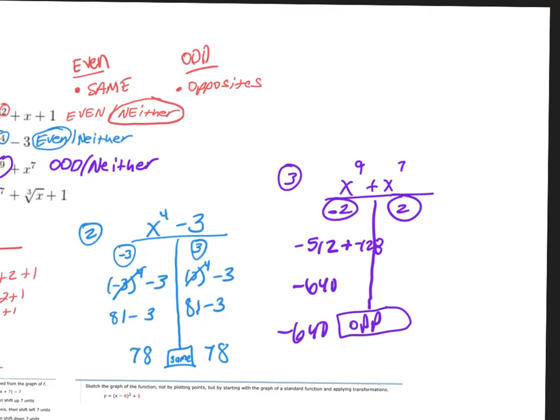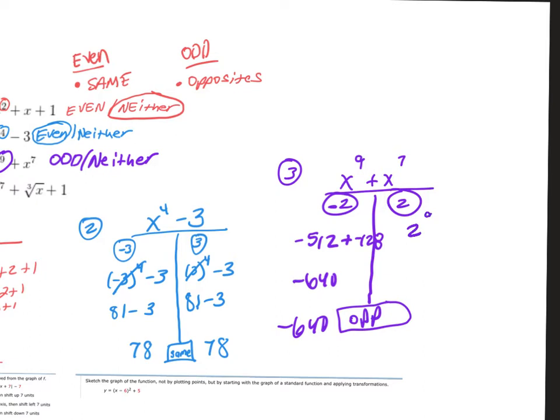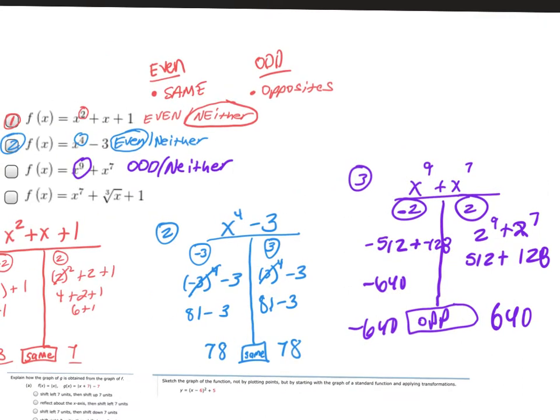So now over here, I'm going to do the same thing, but I'm going to use +2. So 2 to the 9th plus 2 to the 7th. Well, 2 to the 9th we just said was 512, plus 2 to the 7th was 128. When I add those together, I get +640. What do you guys notice about -640 and +640? They're opposites of each other, so that means this function is odd.